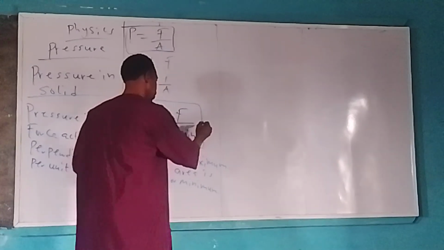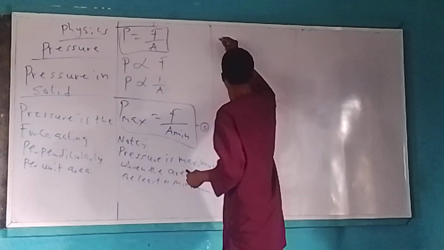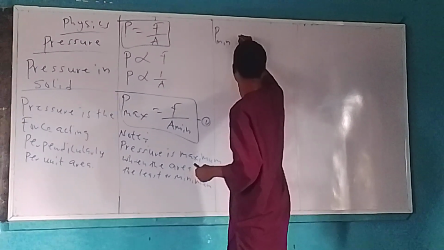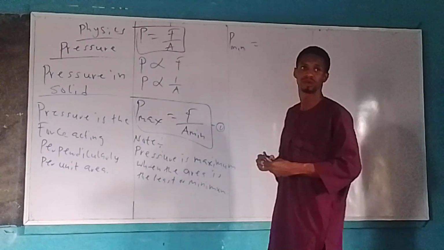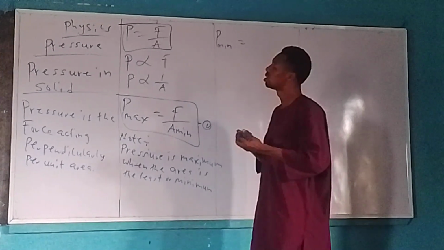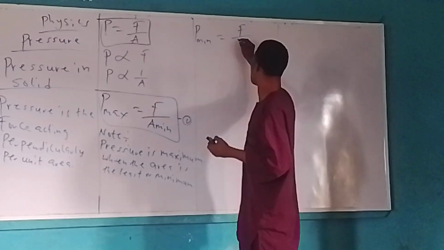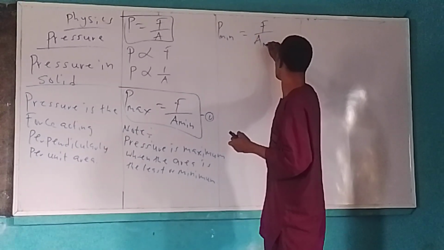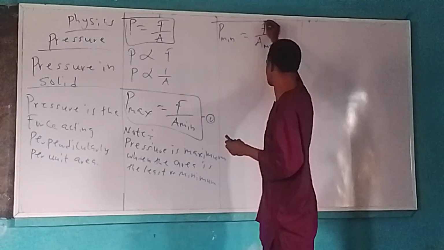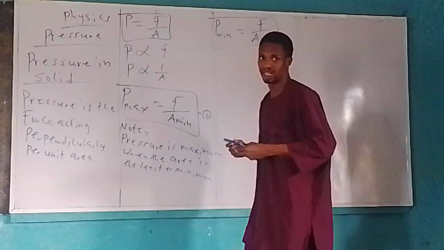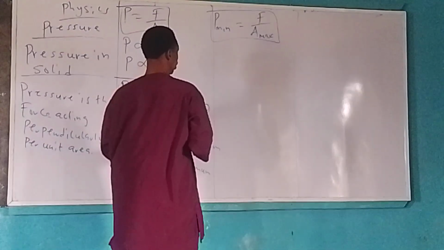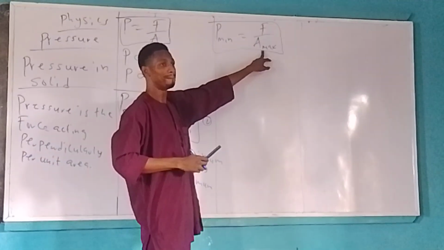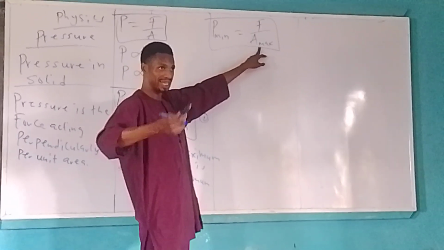Now, in the reverse, for pressure to be minimum, the area must be maximum, or the greatest. Exactly. For pressure to be minimum, what happens to the area? It must be maximum or the greatest.